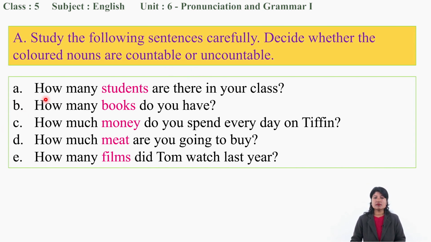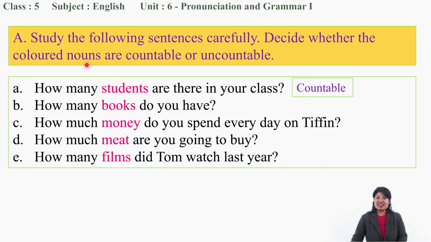A, how many students are there in your class? What do you think? Can you count students or not? You might say 30, 40, right? You can count your friends, can't you? 1, 2, 3, 4, 5, 6, like that you can count. So obviously the answer is, yes, it is countable.